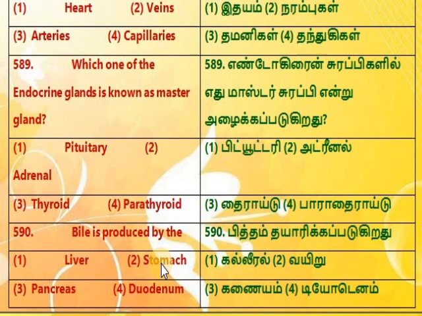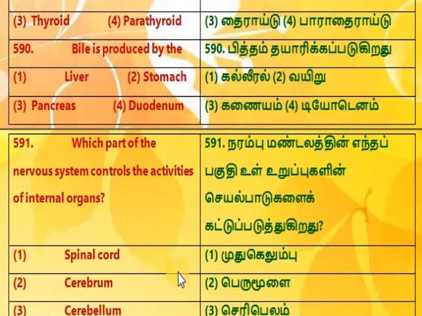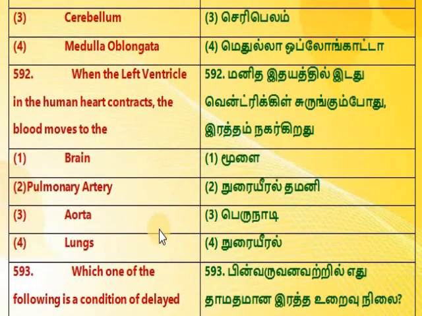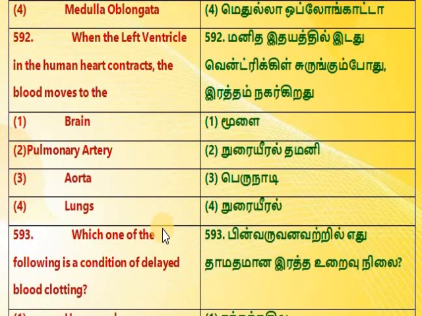589. Which one of the endocrine glands is known as master gland? 1. Pituitary, 2. Adrenal, 3. Thyroid, 4. Parathyroid. 590. Bile is produced by the: 1. Liver, 2. Stomach, 3. Pancreas, 4. Duodenum. 591. Which part of the nervous system controls the activities of internal organs? 1. Spinal cord, 2. Cerebrum, 3. Cerebellum, 4. Medulla oblongata. 592. When the left ventricle in the human heart contracts, the blood moves to the: 1. Brain, 2. Pulmonary artery, 3. Aorta, 4. Lungs.